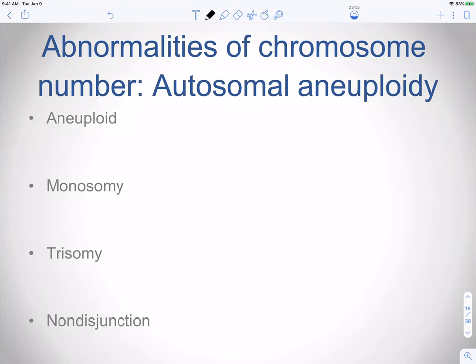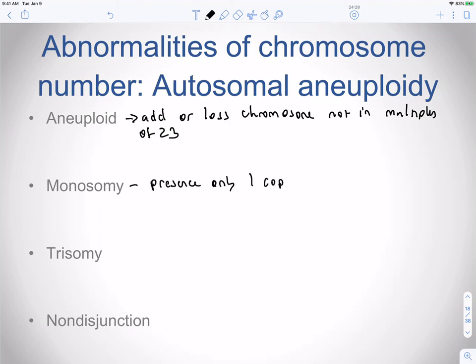Okay, so you can also have chromosome numbers with autosomal aneuploidy. So an aneuploid is a missing or additional chromosomes, and it's not in multiples of 23. Okay, so you have monosomy, and that's the presence of only one copy of a chromosome. And this is usually fatal. And this makes sense because oftentimes you need both chromosomes for certain genes, and if you lose a chromosome, you're haploinsufficient, meaning you only have one copy of that gene, and it cannot compensate for the loss of the other copy of that gene. And so when you lose a whole chromosome, you increase the chance of haploinsufficiency, of course.